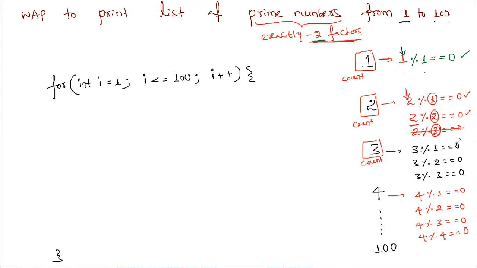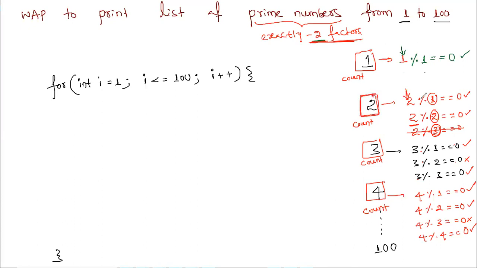3 is divisible by 1, then 1 time it is yes. 3 divisible by 2, no. 3 is divisible by 3, yes. Similarly for 4 also we have to count, and yes, yes, no, yes. So therefore we get the corresponding count. So once we get this count, that means how many times the remainder is becoming 0, then if that count is exactly 2, then we can conclude that the corresponding number is a prime.